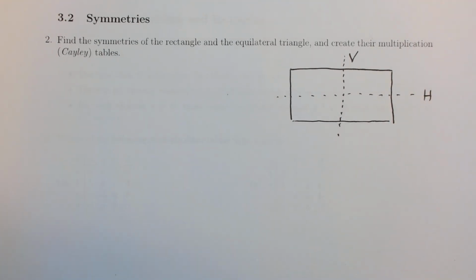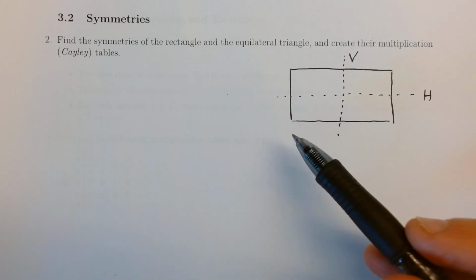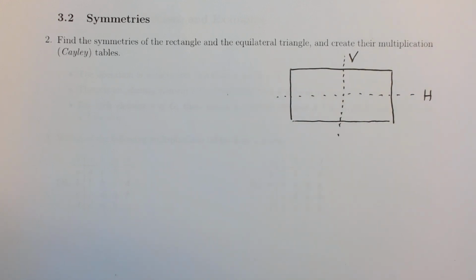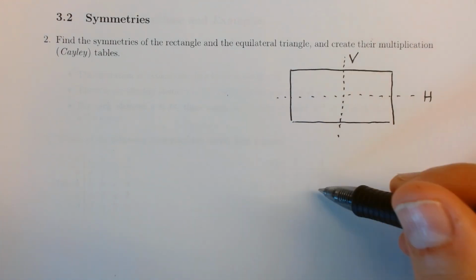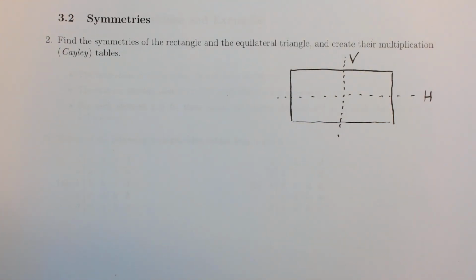Now there aren't any other lines I could flip it through because, like if it was a square, I could maybe go through the corners or something like that. But with a rectangle, if I were to flip it through the corners, I would still get the rectangle, but it would be long ways up and down.